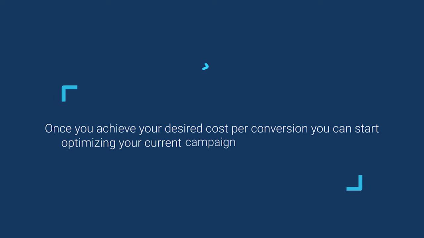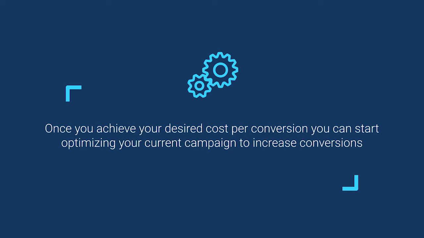After achieving a campaign goal, you can switch to another. However, this change will have consequences on the current performance. For example, once you achieve your desired cost per conversion, you can start optimizing your current campaign to increase conversions. But it's very likely that the cost per conversion will increase again.